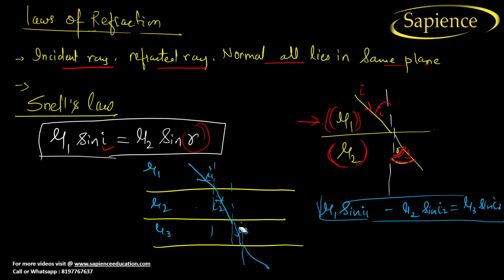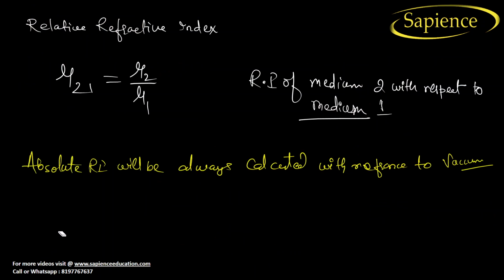Okay. So this type of relation can be used. It will be very much helpful in future. So next, one more important phenomenon is that the ratio of the refractive index mu2 by mu1 is the refractive index of medium 2 with respect to 1.